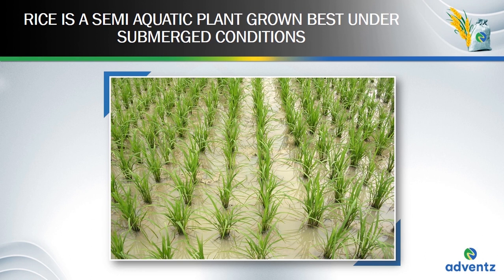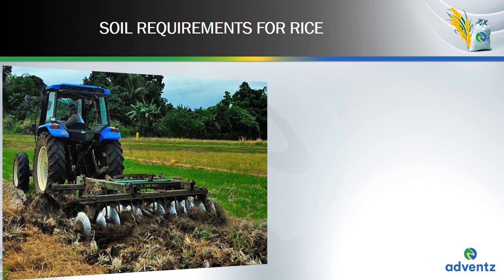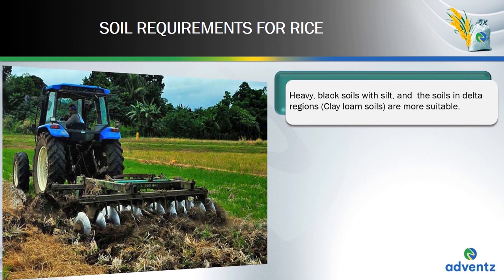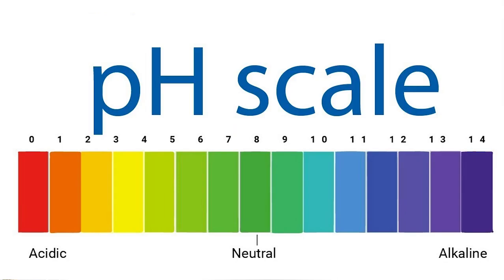Next question is of soil. What is the kind of soil needed for rice? The most suitable soils are the heavy black soils, clay, loam soils found in the delta regions. The most suitable pH range for rice cultivation is 5.5 to 6.5.